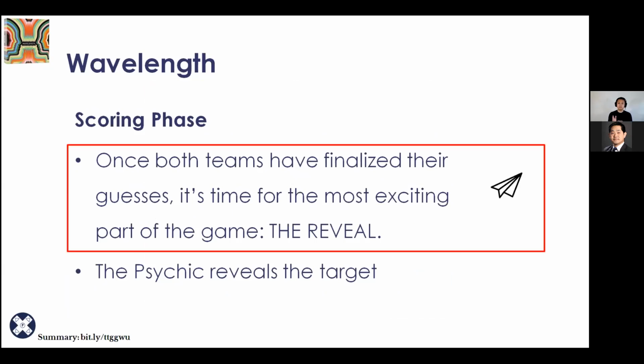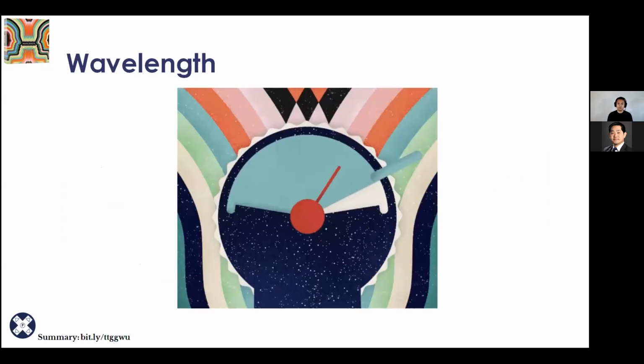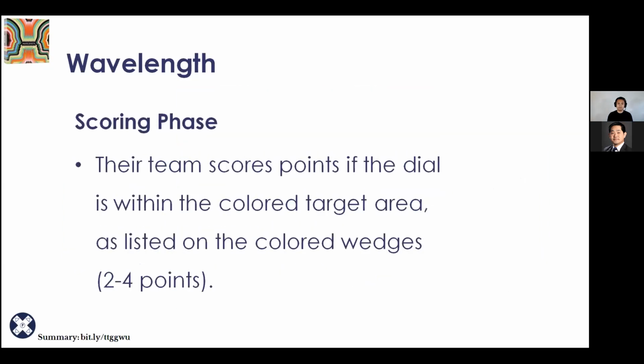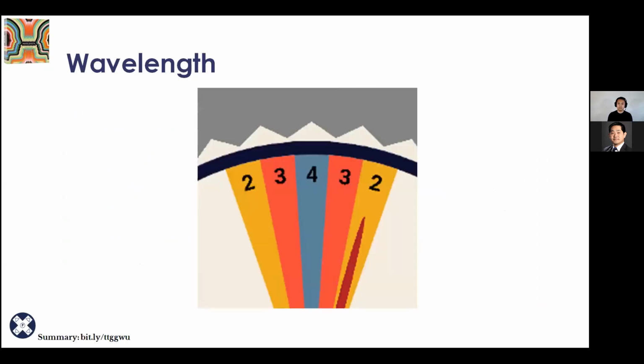Once both teams have finalized their guesses, it's time for the most exciting part, which is the reveal. You as the psychic are going to open up the screen and see how close they came. The psychic is then going to reveal the target and open it up right there. In the scoring phase, the active team is going to score points if the dial is within the colored target area as listed on those colored wedges. You're going to score anywhere between 2 and 4 points here if you're on those wedges.